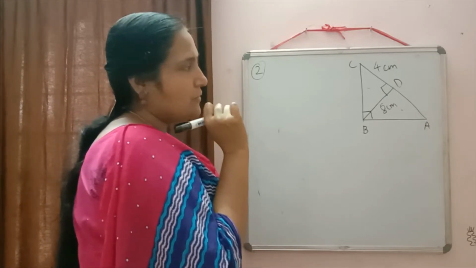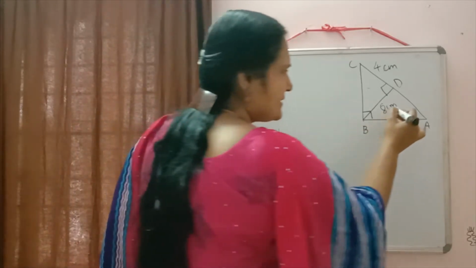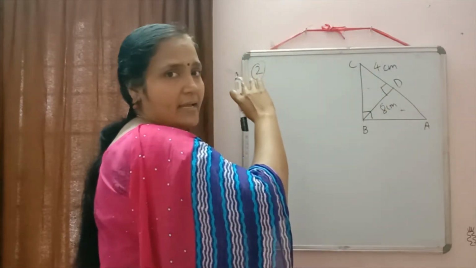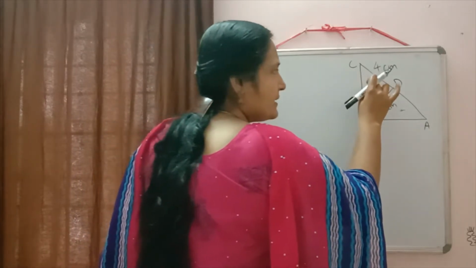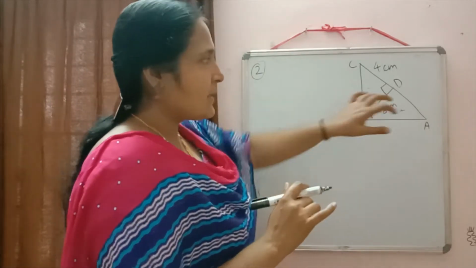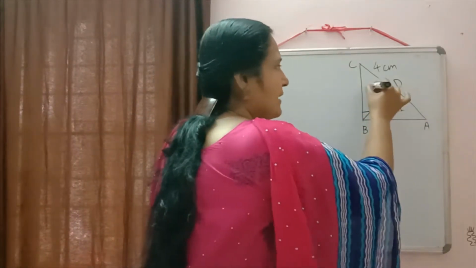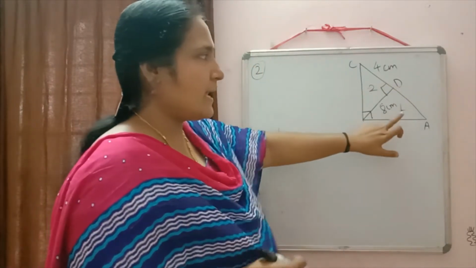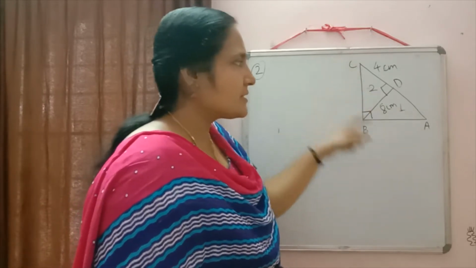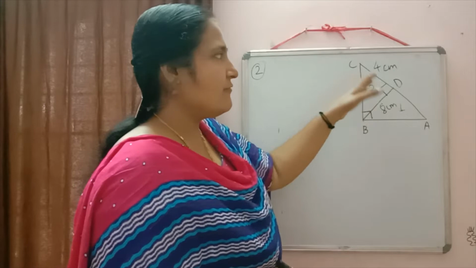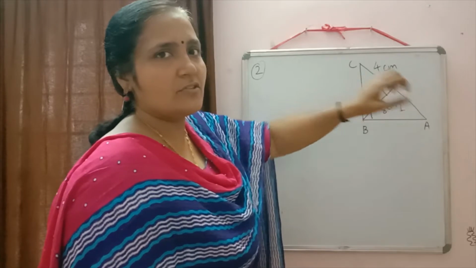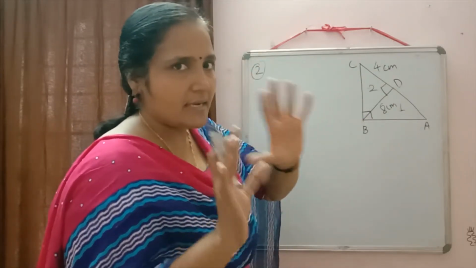So for that what we will do? We'll prove that this small triangle, triangle ABD, is similar to whole triangle ABC. Similarly we will prove this triangle also similar to triangle ABC. So what we are going to prove? Suppose this is triangle 1 and triangle 2. So I am going to prove now triangle 1 is similar to triangle ABC. Triangle 2 also similar to triangle ABC. So if both are similar to a same triangle, then automatically these 2 triangles also will be similar. Okay, the concept is clear.